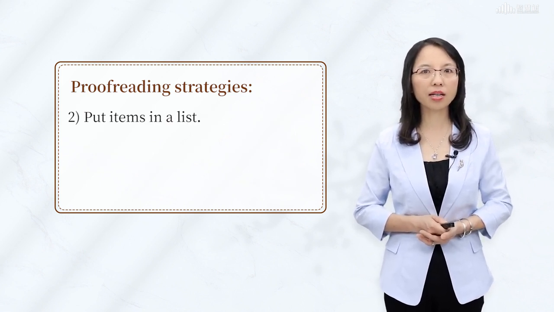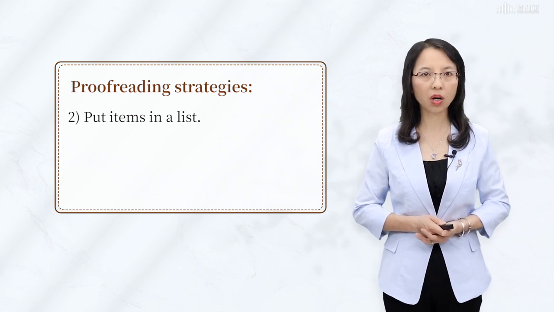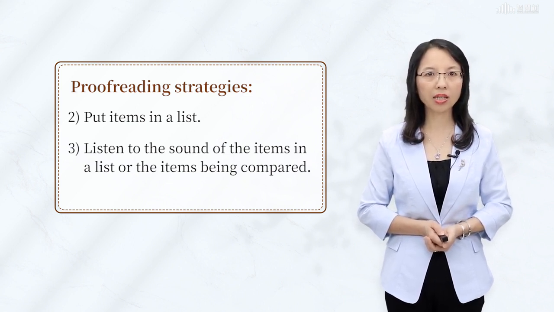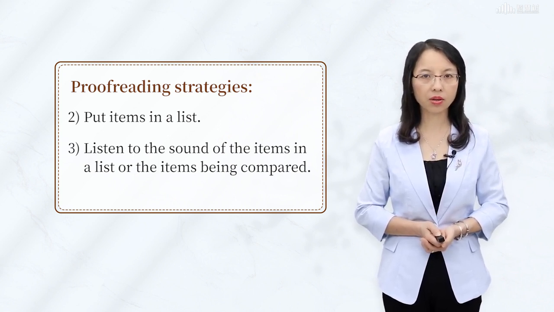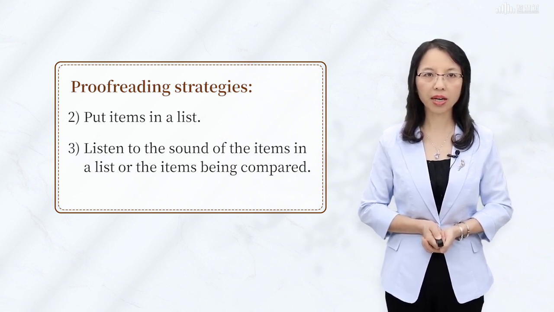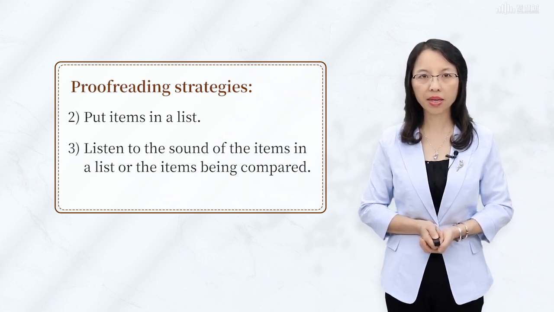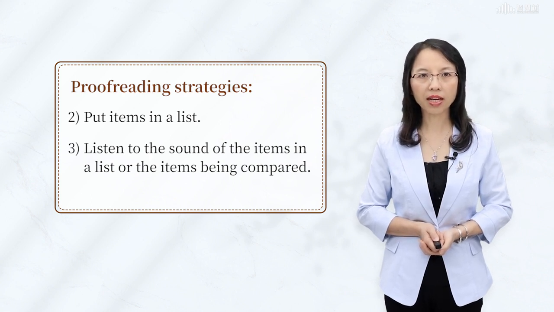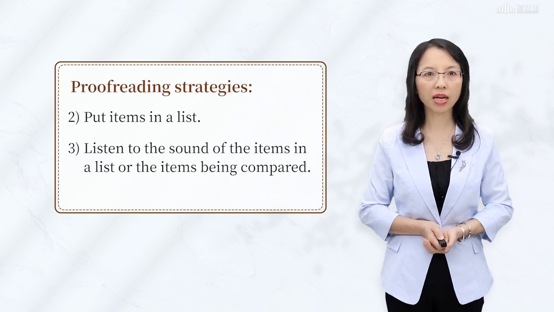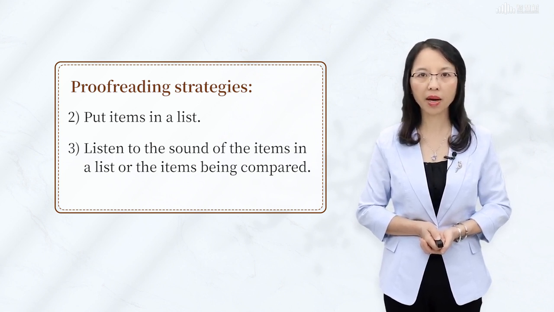If you have several items in a list, put them in a column to see if they are parallel. 3. Listen to the sound of the items in a list or the items being compared. Do you hear the same kinds of sounds? For example, is there a series of ing words beginning each item? Or do you hear a rhythm being repeated? If something is breaking that rhythm or repetition of sounds, check to see if it needs to be made parallel.